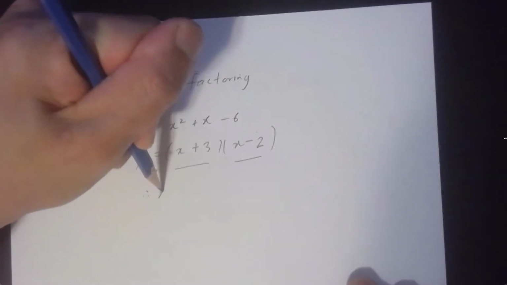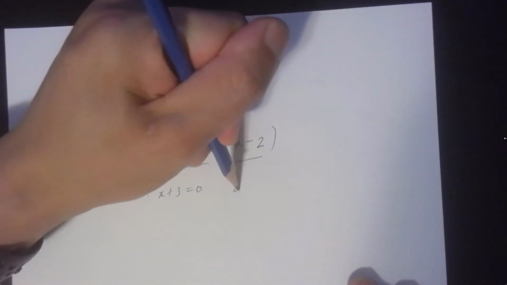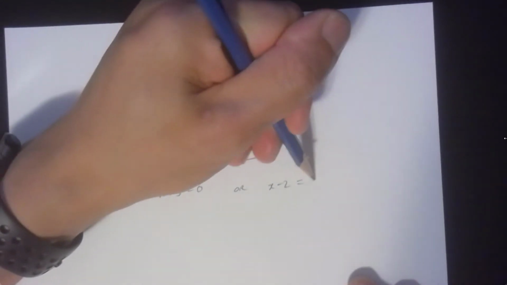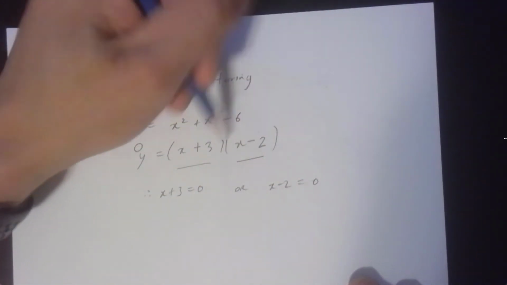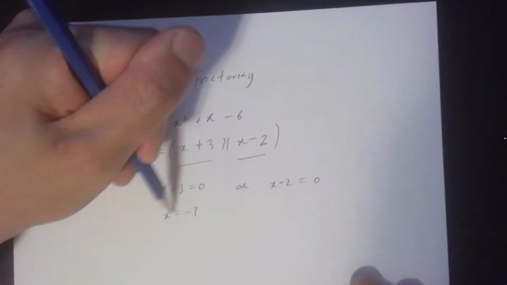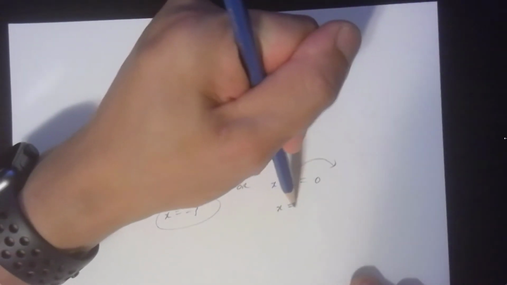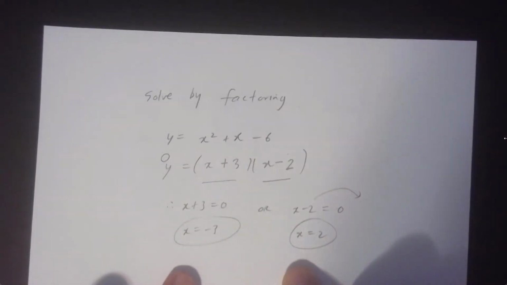So therefore, either x plus 3 equals 0 or x minus 2, this factor, equals 0. So we have two possible answers. x is either negative 3, or throw the negative 2 over and it becomes a positive 2. x equals 2. So we have two possible answers.